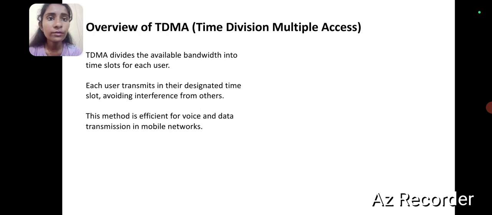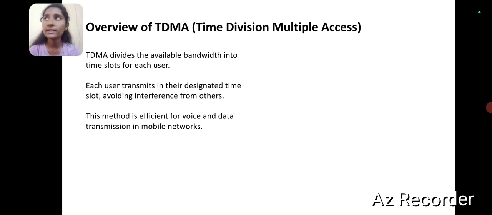Next is overview of TDMA. So TDMA is basically time division multiple access. TDMA divides the available bandwidth into time slots for each user. Each user transmits in their designated time slot, avoiding interference from others. This method is efficient for voice and data transmission in mobile networks.